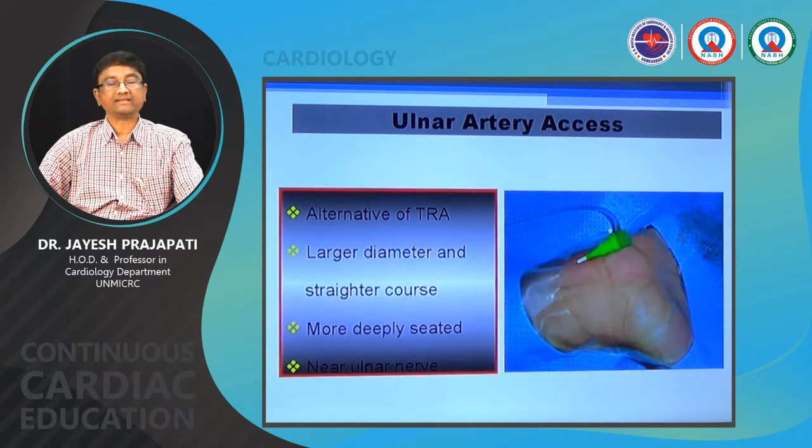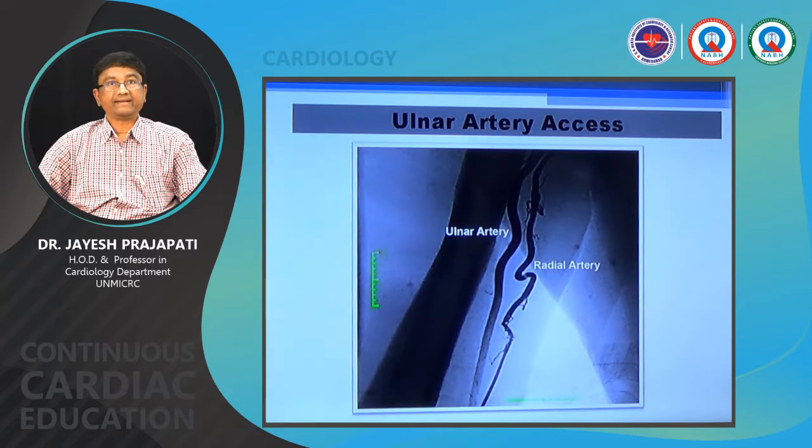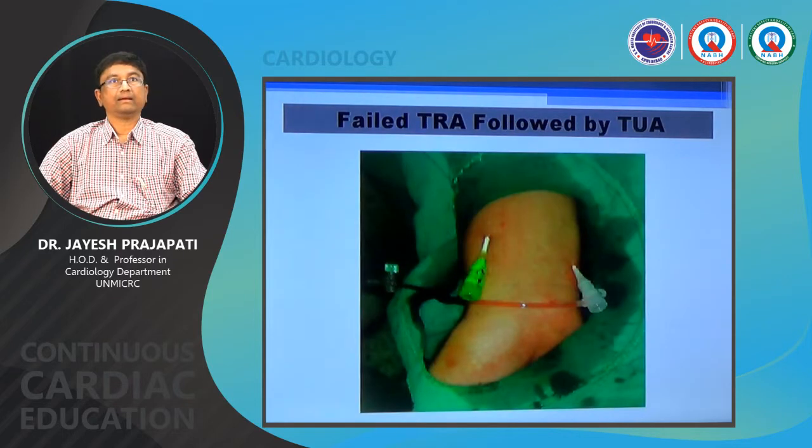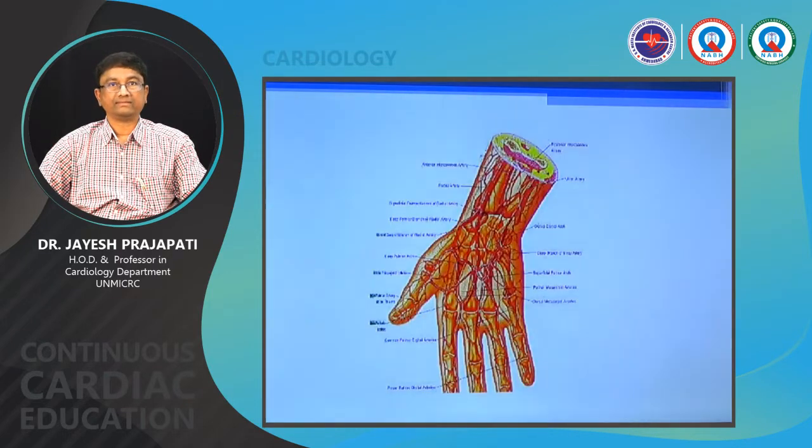Ulnar access. Already I have discussed alternatives: large diameter, straighter course, more duplicated, and descent ulnar, and sometimes carpal tunnel syndrome. And one thing, never take a radial and ulnar both in the same patient. Never do such a nonsense thing. So ulnar artery access already I have discussed. Large bore artery, sometimes a radial will be a small one. Then you can take ulnar access, and never do such things.